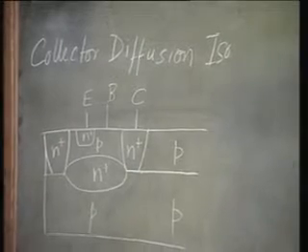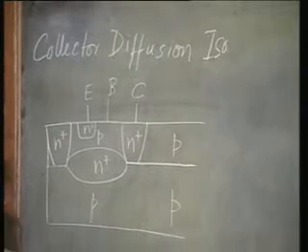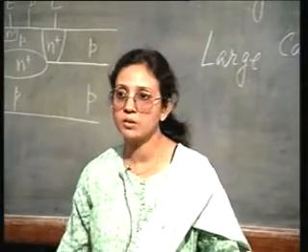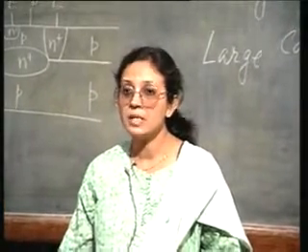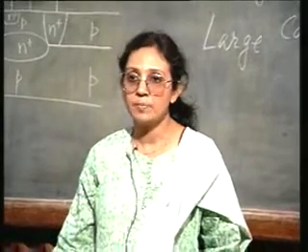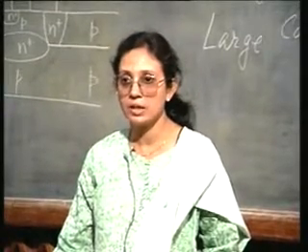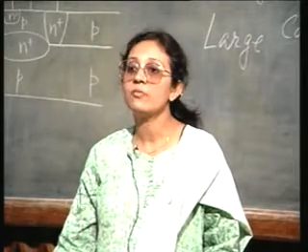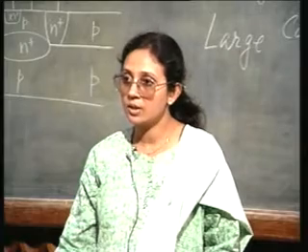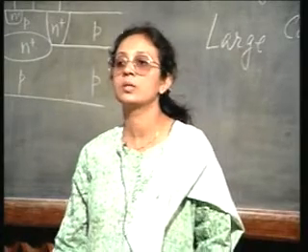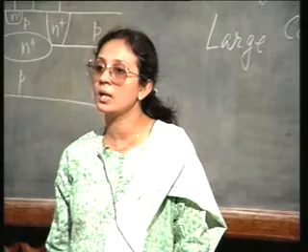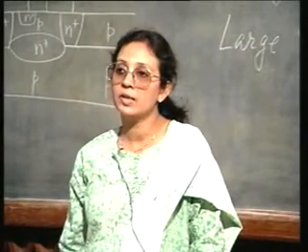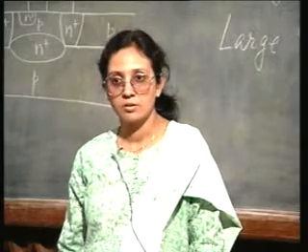Collector diffusion isolation or CDI, in which case you started out in a very similar way, started out with the N plus buried layer, but then instead of having an N epitaxial layer, you have a P epitaxial layer, and instead of having the isolation P plus diffusions, you have N plus collector diffusions. So, this N plus collector diffusion together with the N plus buried layer is serving a dual purpose. It is performing as a collector and also doubling as an isolation region.